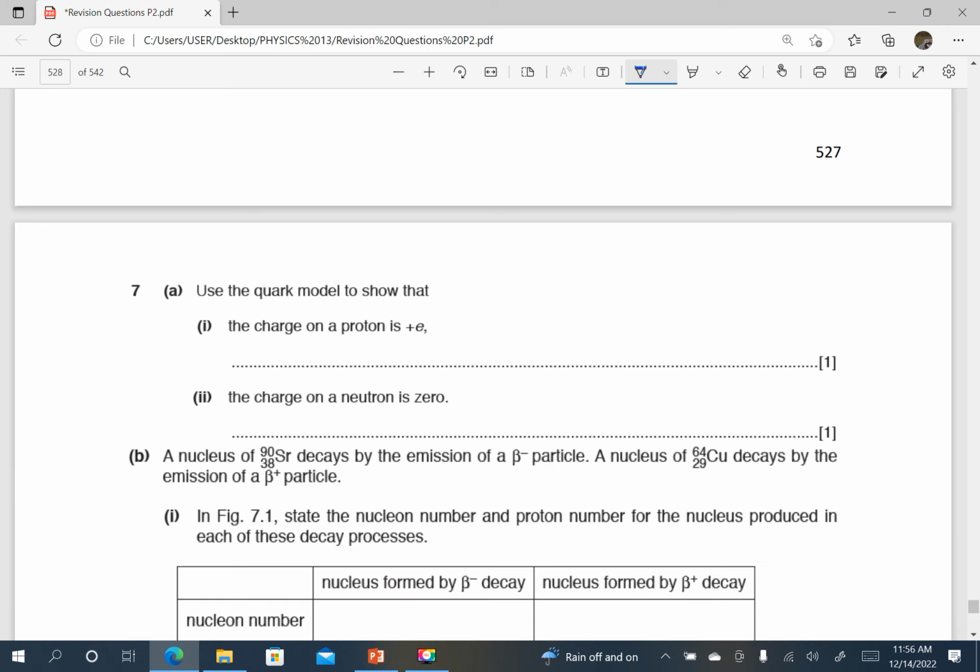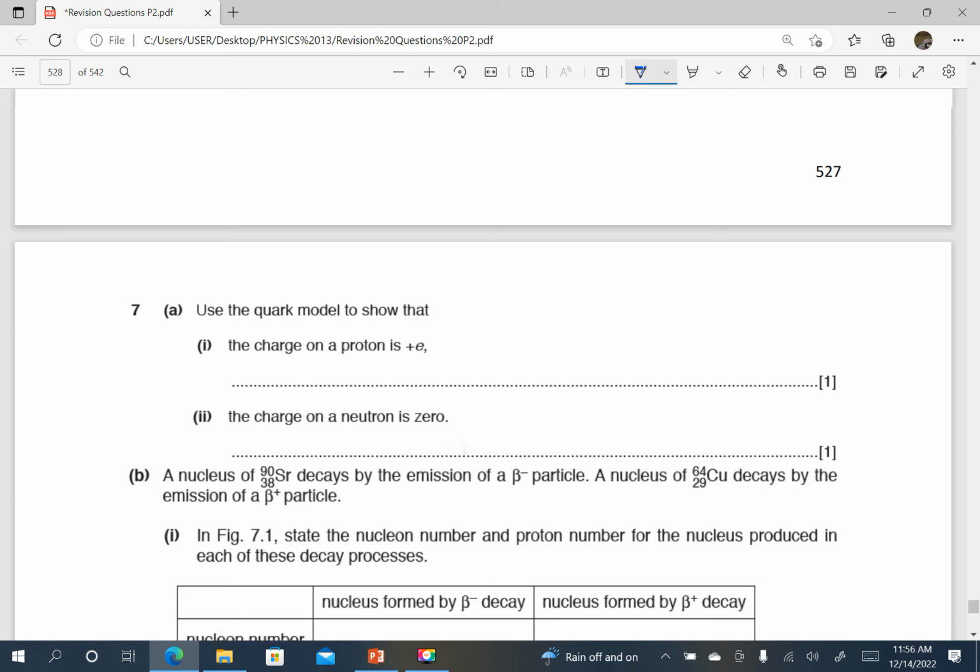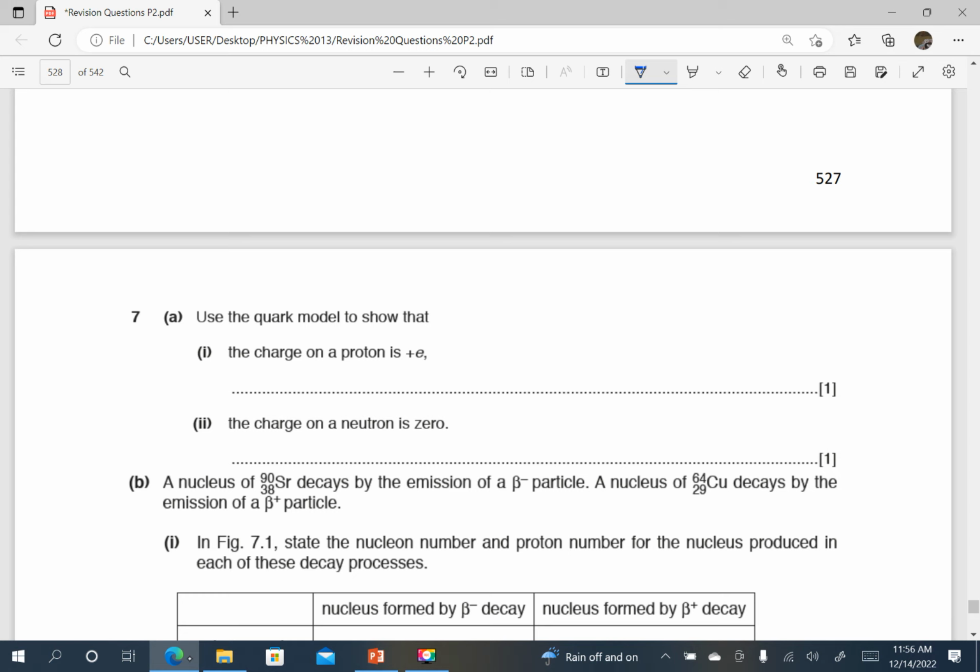Use the quark model to show that the charge on a proton is positive e. A proton has up, up, down, so charge is going to be equal to an up quark, which has positive 2 over 3e, plus another up, 2 over 3e, plus a down quark, which is negative 1 over 3e. And this is going to be positive 3e over 3e, which is actually positive e.